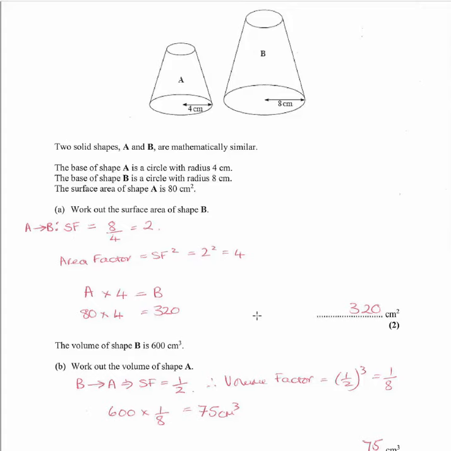So, because the lengths are twice as big here as they are here, all the areas here will be 4 times bigger than the areas here. So if this has a surface area of 80, then this will have a surface area of 4 times 80, 320.